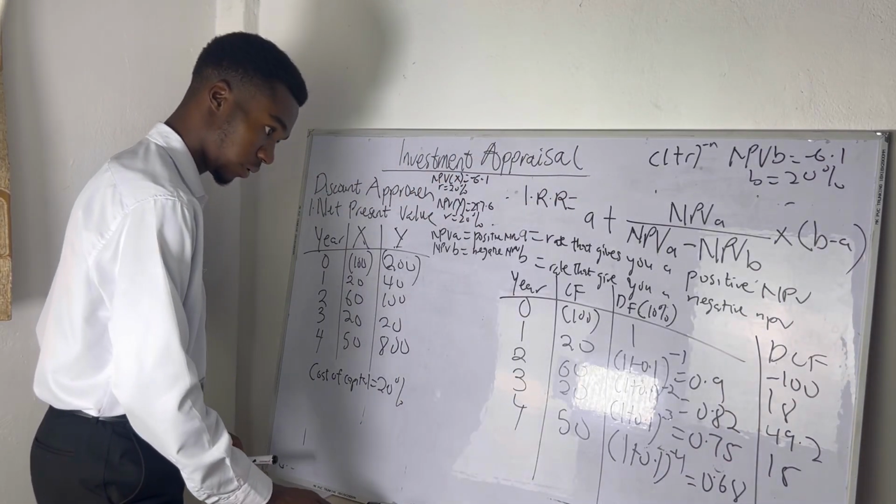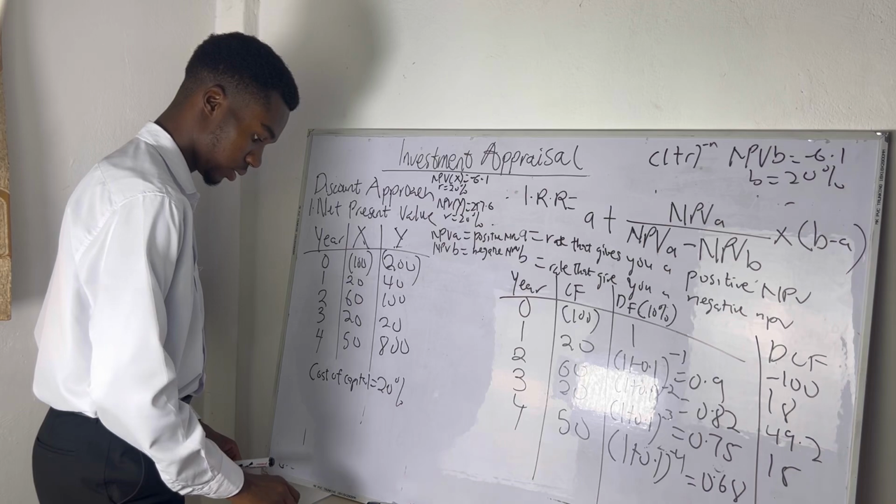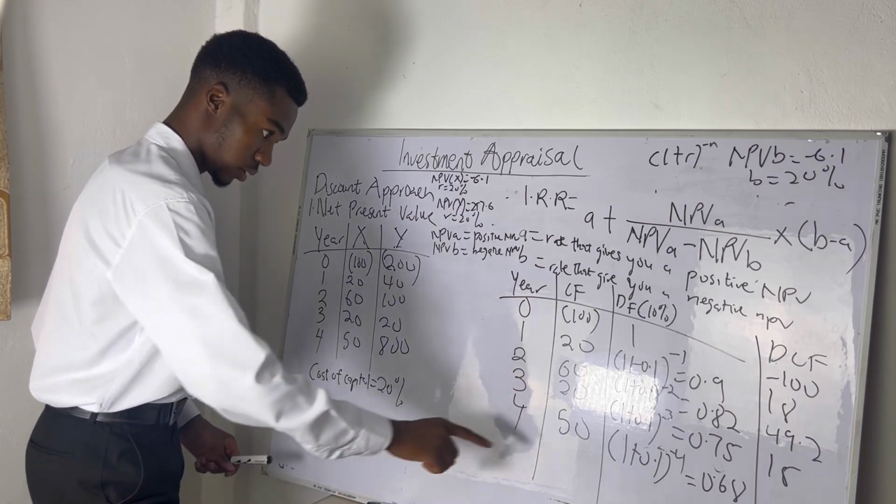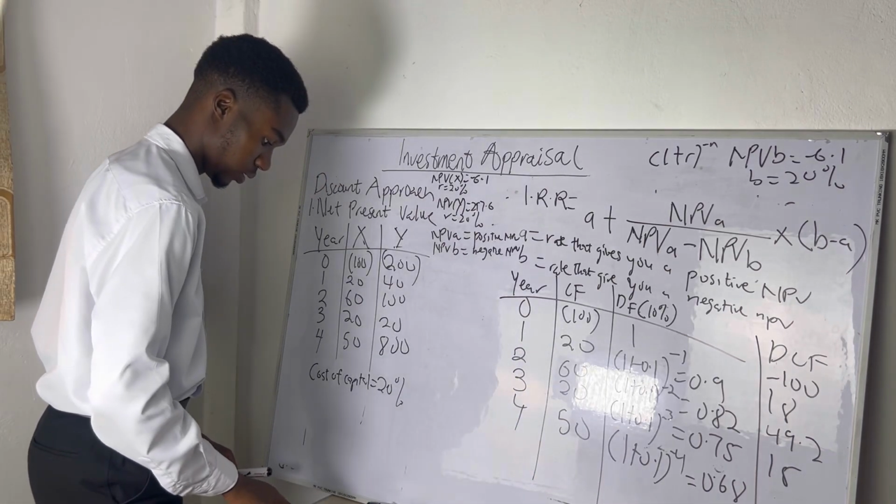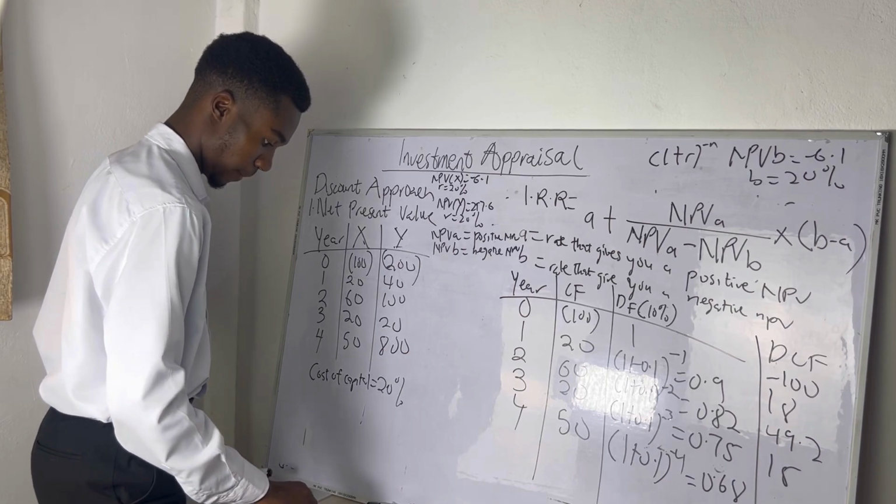Then we have 50 times 0.68, which is 34.